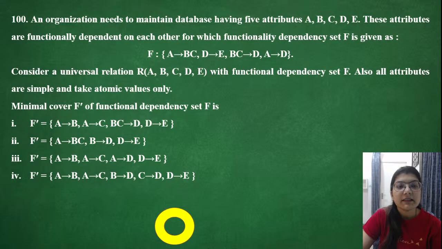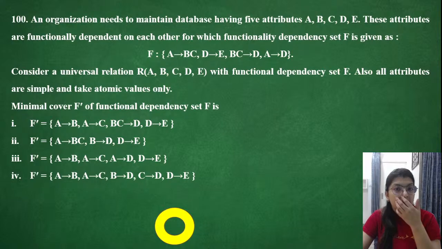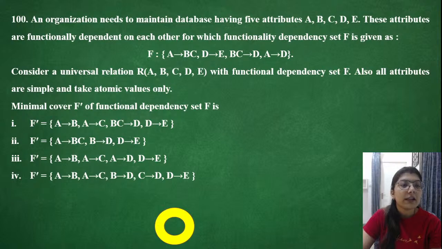So the question is: an organization needs to maintain a database having 5 attributes A, B, C, D, E. These attributes are functionally dependent on each other, for which the functional dependency set F is given as A determines BC, D determines E, BC determines D, and A determines D. Consider a universal relation R(A, B, C, D, E) with functional dependency set F. Also, all attributes are simple and take atomic values only. The minimal cover F' of the functional dependency set F is?